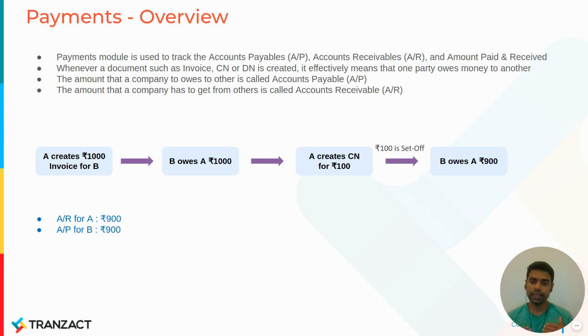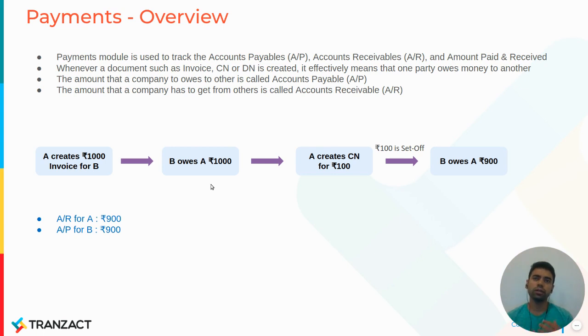So the amount that a company owes to others is called accounts payable, and the amount that the company has to receive from somebody else is called its accounts receivable. So over here in this example, suppose company A creates an invoice of 1,000 rupees for company B. Now B owes 1,000 rupees to company A.